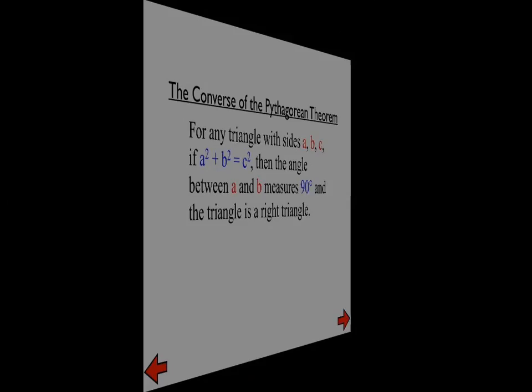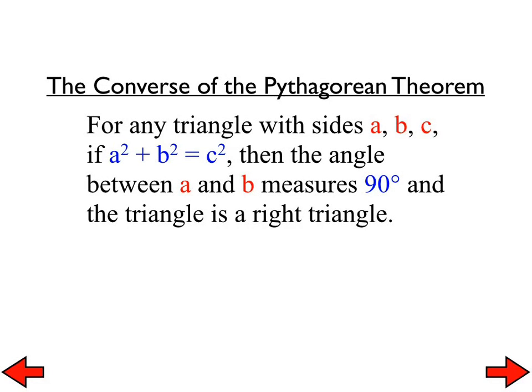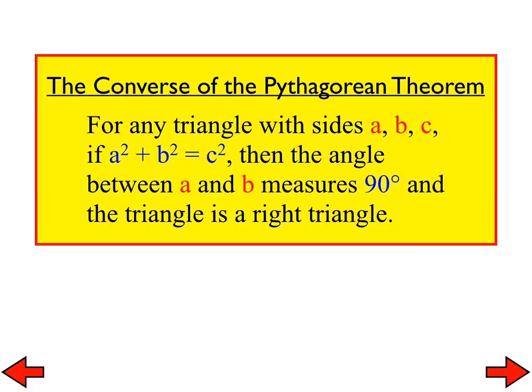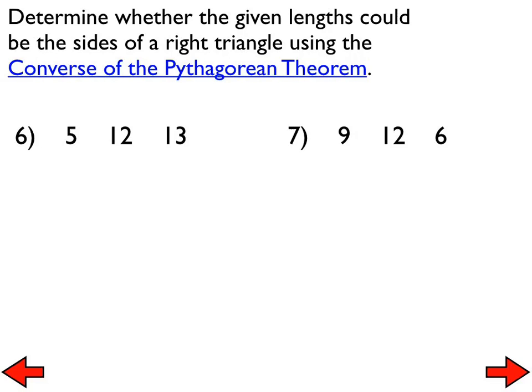Now, the converse of the Pythagorean theorem. The converse of the Pythagorean theorem is basically the flip of it. So for any triangle with sides A, B, and C, if a squared plus b squared equals c squared, then the angle between A and B measures 90 degrees, and the triangle is a right triangle. So what in the world does that mean? Well, that means this. If we have 3 sides of a triangle, like 5, 12, and 13, the question is, is that a right triangle or not? The only way to figure that out is to utilize the Pythagorean theorem.